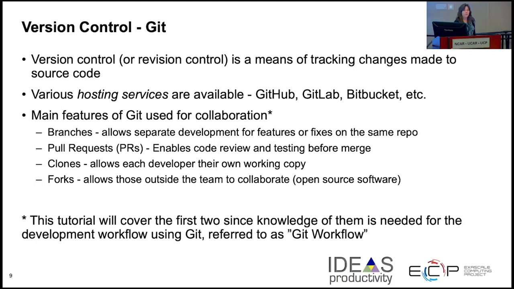The main features of Git, I'm going to get a little basic here. If you already know all this, please excuse me, but there may be some people in the audience that don't. The main features are branches, pull requests, clones, and forks. Branches allow separate development for fixes on the same repo, and that can be by one person or multiple developers.